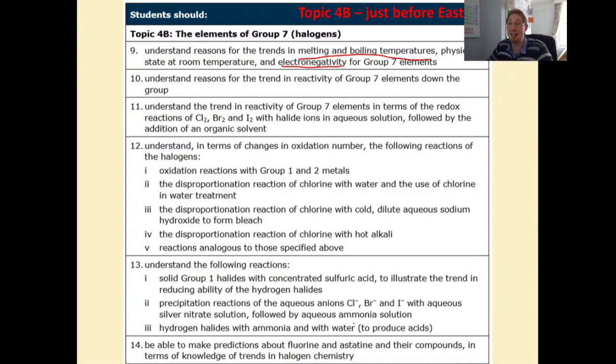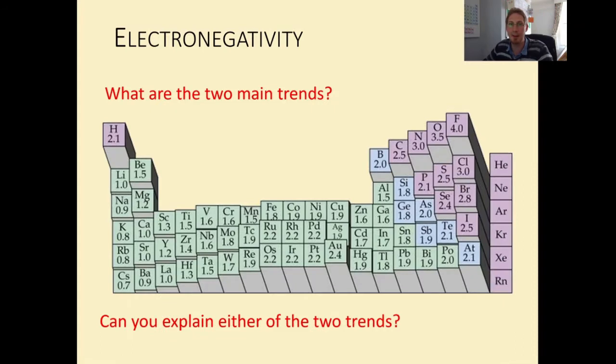A lot of this is GCSE knowledge, but it is part of the GCSE that many students never bothered to learn properly and have probably forgotten by now. So let's start with electronegativity. What are the two main trends? Well, clearly the first main trend is that electronegativity increases.